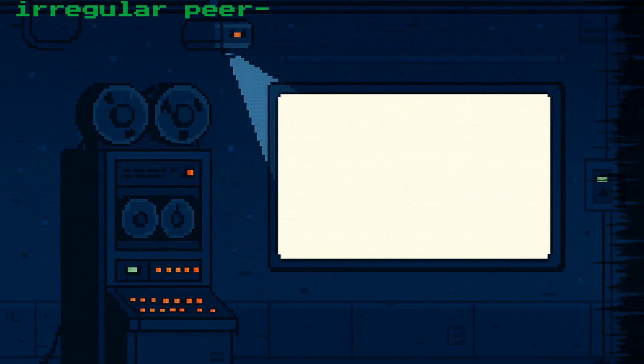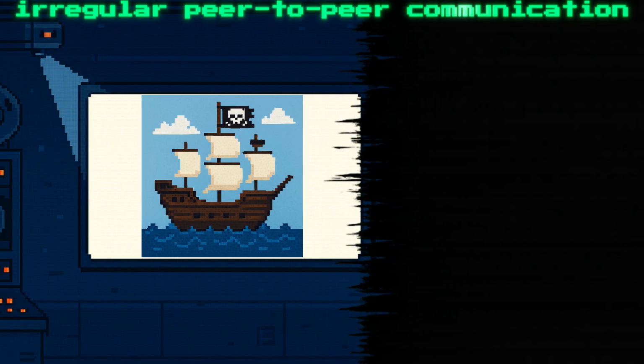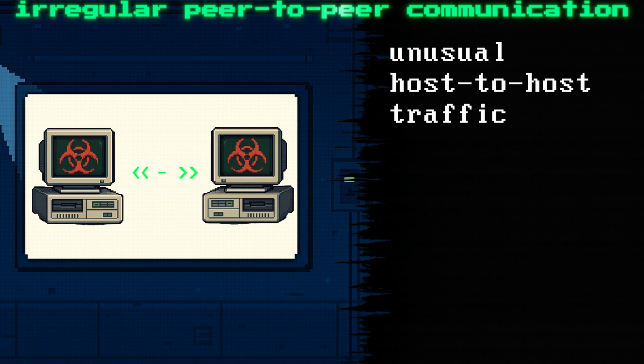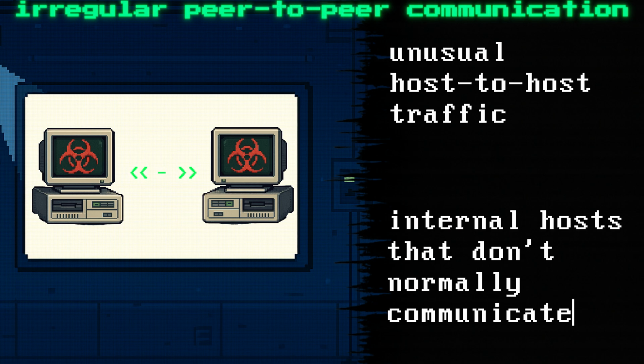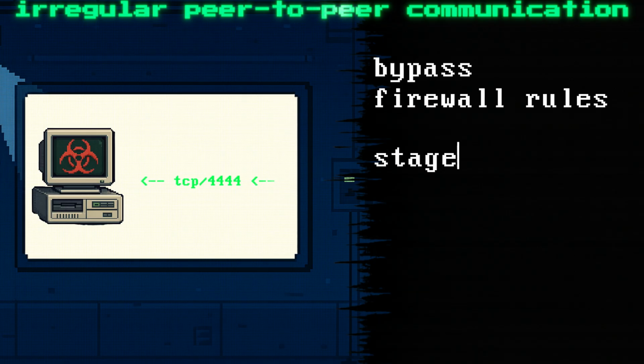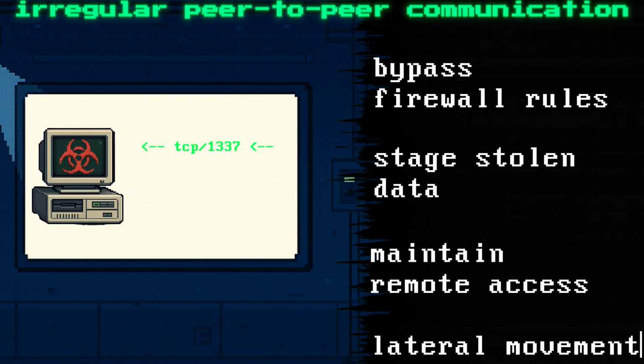When most people hear peer-to-peer, they think torrents or file sharing. But in this context, it refers to unusual host-to-host traffic, especially between internal systems that normally don't communicate. For example, if your HR server suddenly starts accepting inbound connections on an unusual high-numbered port, say something like 1337, that's a red flag. Attackers often use obscure or non-standard ports to bypass firewall rules, stage stolen data, or maintain remote access for lateral movement.